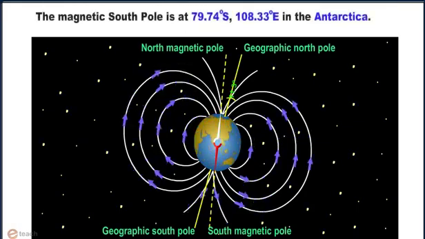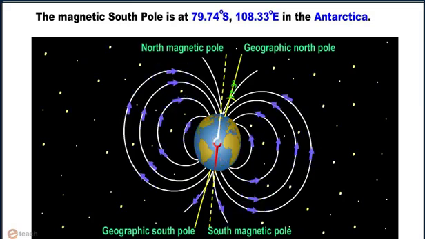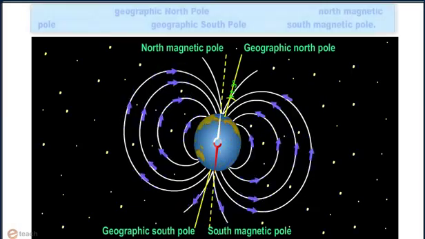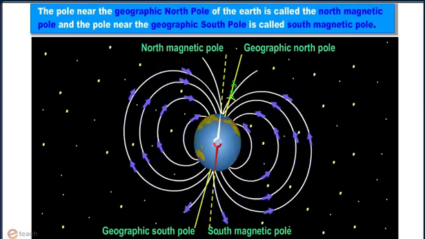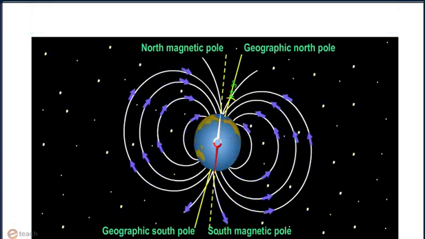The magnetic south pole is at 79.74 degrees south and 108.33 degrees east in the Antarctica. The pole near the geographic north pole of the Earth is called the north magnetic pole, and the pole near the geographic south pole is called the south magnetic pole.